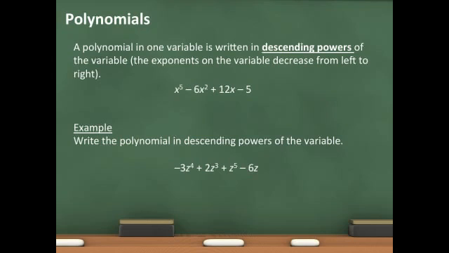Let's look at another example. Write the following polynomial in descending powers of the variable. Negative 3z raised to the 4th power plus 2z raised to the 3rd power plus z raised to the 5th power minus 6z. The correct way of writing this polynomial is z raised to the 5th power minus 3z raised to the 4th power plus 2z raised to the 3rd power minus 6z.